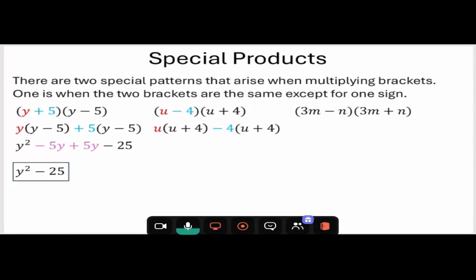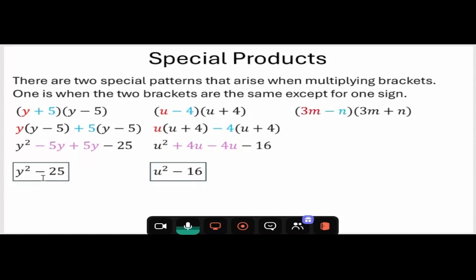Multiply the u and the negative 4 separately into the second bracket, like so. U times u is u squared plus 4u. Negative 4 times u is negative 4u minus 4 times 4 is 16. And once again, look at that. The middle terms cancel out completely, just leaving u squared minus 16.